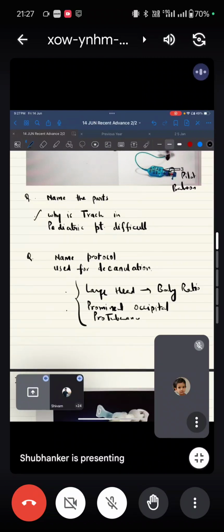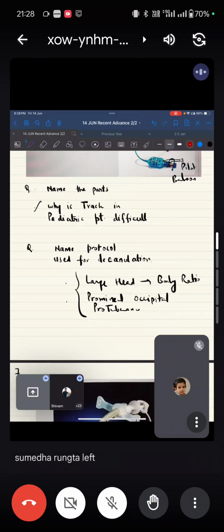So because of these things, both intubation as well as tracheostomy is different in a pediatric patient. And here only I'd just like to mention a question.